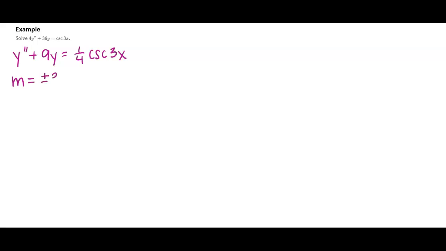All right, we have time for one more example. In order to put this into standard form, I'm going to divide by 4. And then I'm going to see for my auxiliary equation, I end up getting plus or minus 3i. So my C1 e to the 0 cosine 3x, C2 e to the 0 sine 3x would be my complementary function.